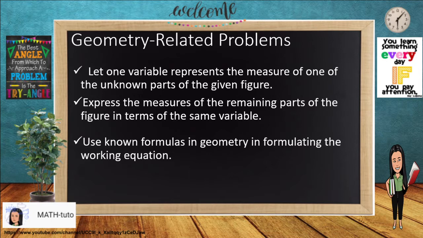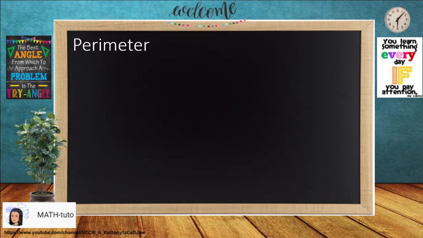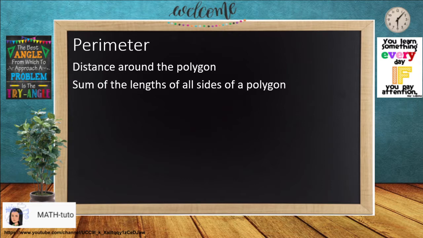Recall muna natin ano ba yung mga formulas. Dahil linear equations in one variable lang naman tayo, mostly mga perimeter ang gagamitin natin na formula. So when we say perimeter, it is the distance around the polygon, which is the sum of the length of all the sides of a polygon. That is if the polygon is not regular, yung wala siyang specific na formula. So you just add the length of the sides kung hindi siya special polygon.